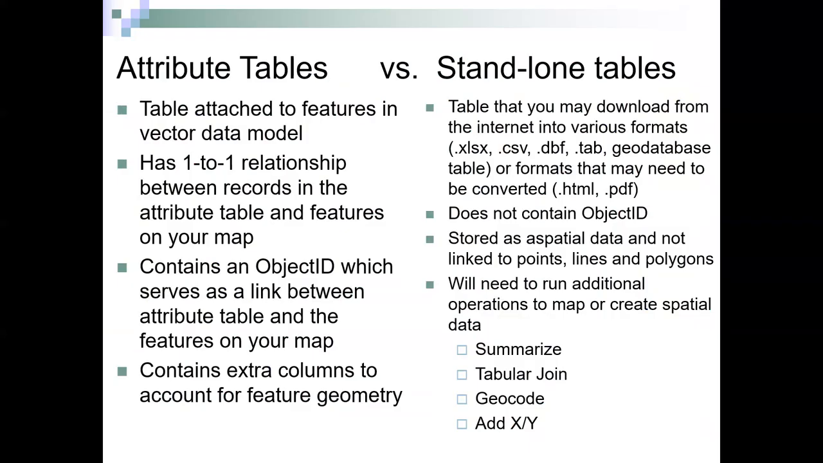Now, we've talked about these before, attribute tables versus standalone tables. In my classes, I don't give this nice, pretty chart, but in this one I do, because attribute tables are typically going to be linked to points, lines, and polygons. Our main goal in this class today is how do we turn tabular data into something that we can map? I downloaded something cool off the internet. How do I turn it into a map?